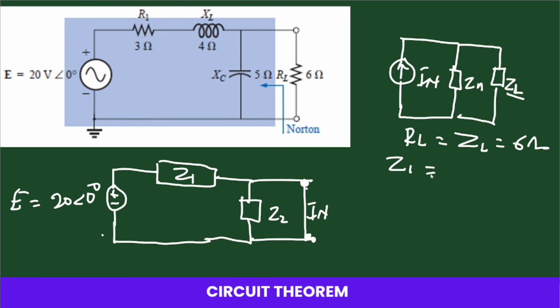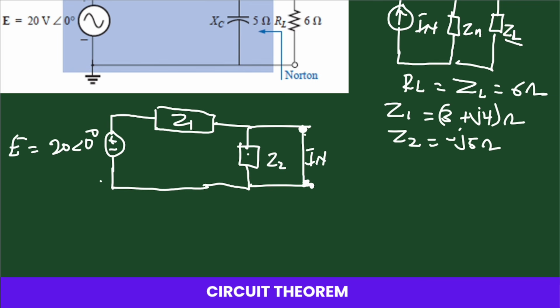So first of all, let's find the value of Z1. Z1 is equal to R, the real part of the resistance. We have R1 here, plus, since this one is an inductance, plus j4 ohms. And then we have our Z2. Z2 is actually the capacitance, so it's going to be minus j5 ohms. So this is what we have.